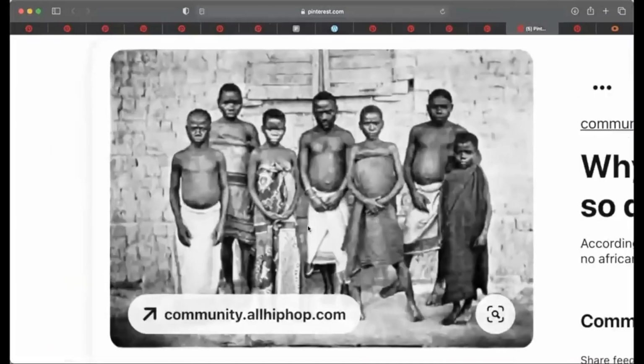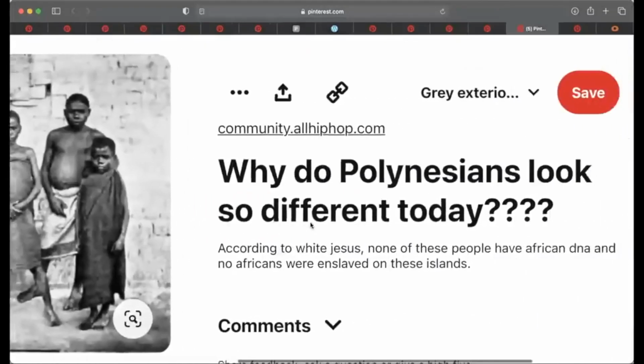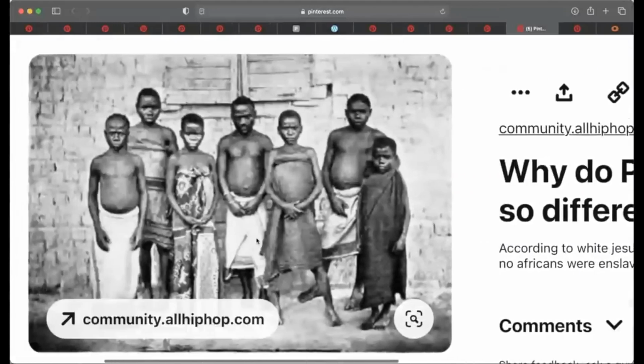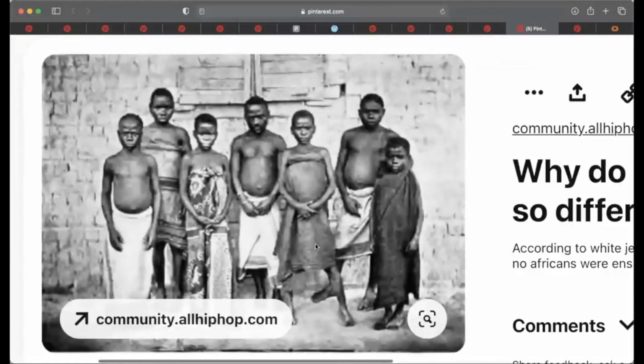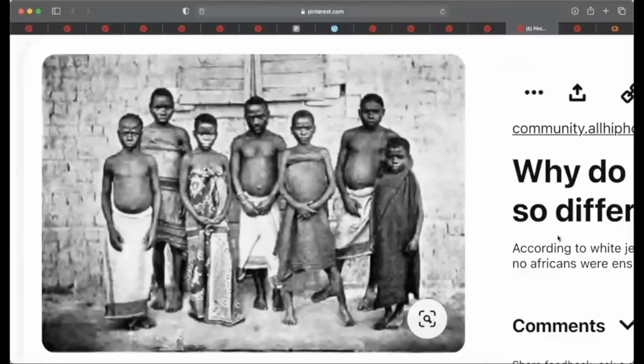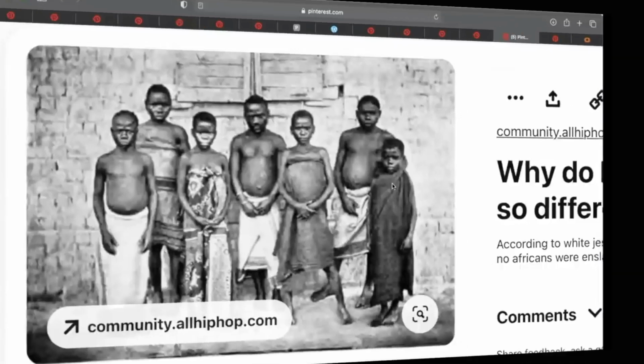It says, these are Polynesians. It says, why do Polynesians look so different today? Hey, I didn't write that, all right? Why do Polynesians look so different today? These are Polynesians. These people look more so-called African than the actual Khoisan, who are one of the oldest Africans. Just something for you to think about. And these people do not trace back to Africa.